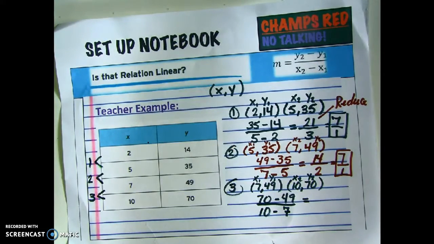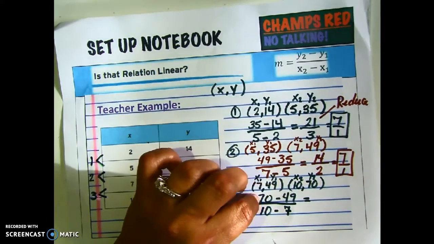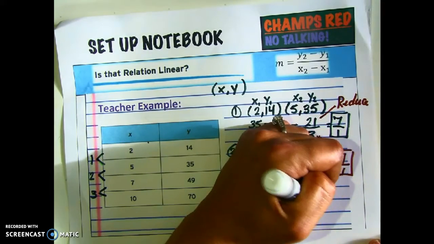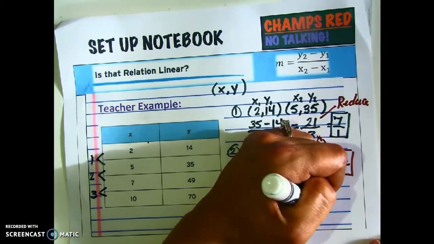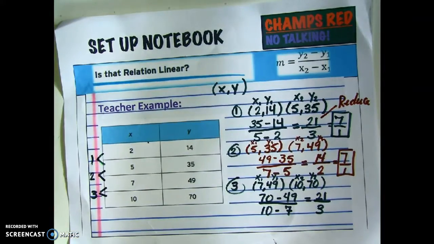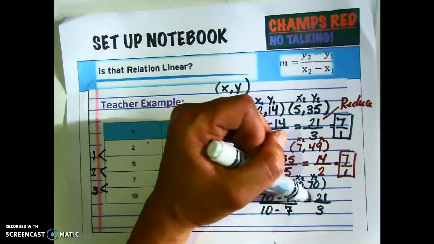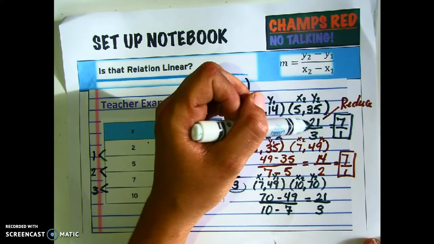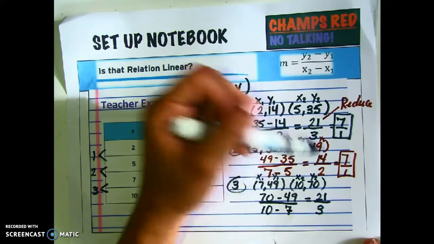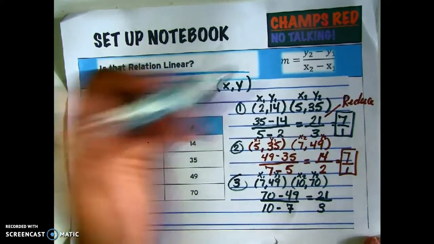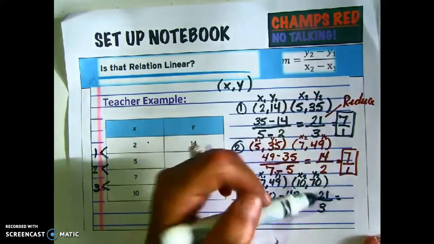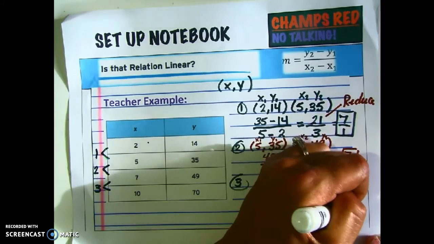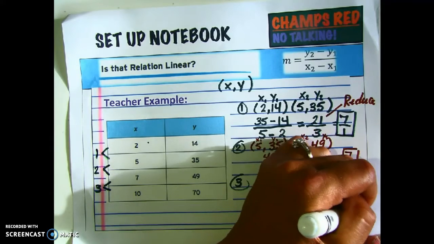Let's go ahead and do that subtraction. 70 minus 49 is 21. And 10 minus 7 is 3. One more quick reminder. If I had just left these, I would have said this was not a relation because these two are equal, but this one is not. But that is incorrect because I did not reduce. 3 goes into 21 equally 7 times, and then 3 goes into 3 1 time.